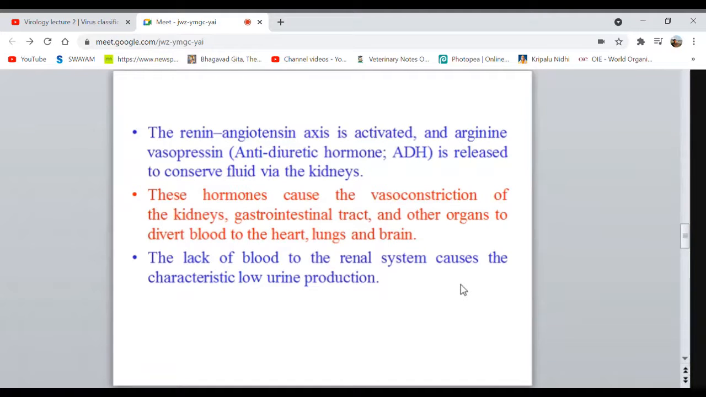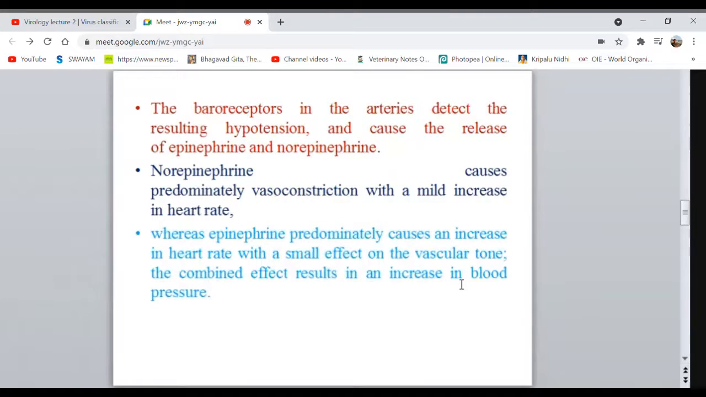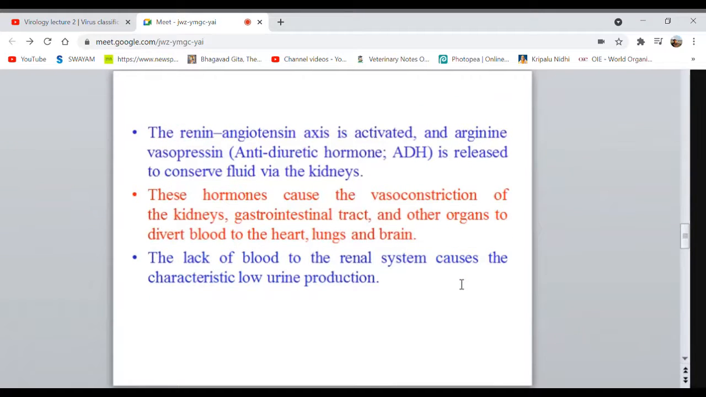So this is all about the compensatory phase. There is also low urine production. Increase in the blood pressure that we have discussed just now. The blood pressure is increased, urine output is low. So these are the major events taking place during the compensatory phase of the shock.